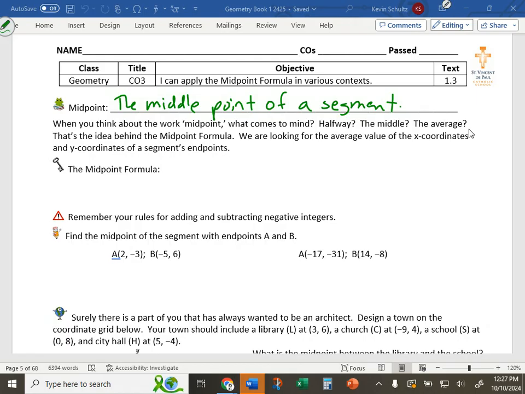And so there's a formula for it, and that formula is x1 plus x2 divided by 2, and y1 plus y2 divided by 2. This probably brings you back to slope days. It's just a midpoint.